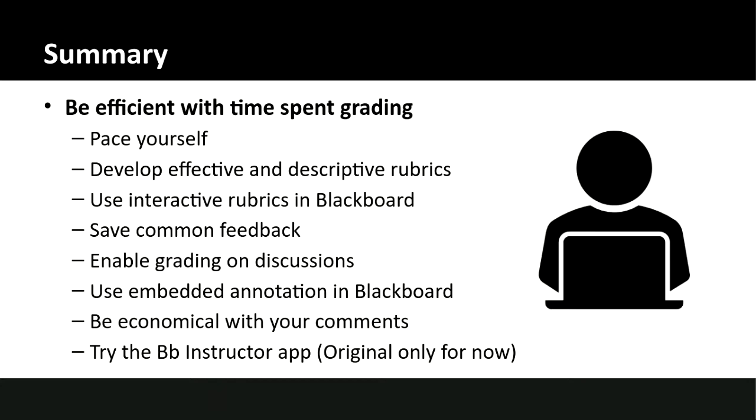Use the interactive rubrics in Blackboard. Once you've assigned a rubric in Blackboard, using the interactive rubrics, you can just click on boxes and then add comments where necessary, and then that will be shared with your students and it will automatically calculate their grade. Save common feedback that you have on students, positive or constructive. Enable grading on discussions, including discussion responses. You can also enable grading on peer review too. Use embedded annotation in Blackboard too and make sure that you have instructions for that for your students. Be economical with your comments, and you can try the Blackboard Instructor app as well for grading.